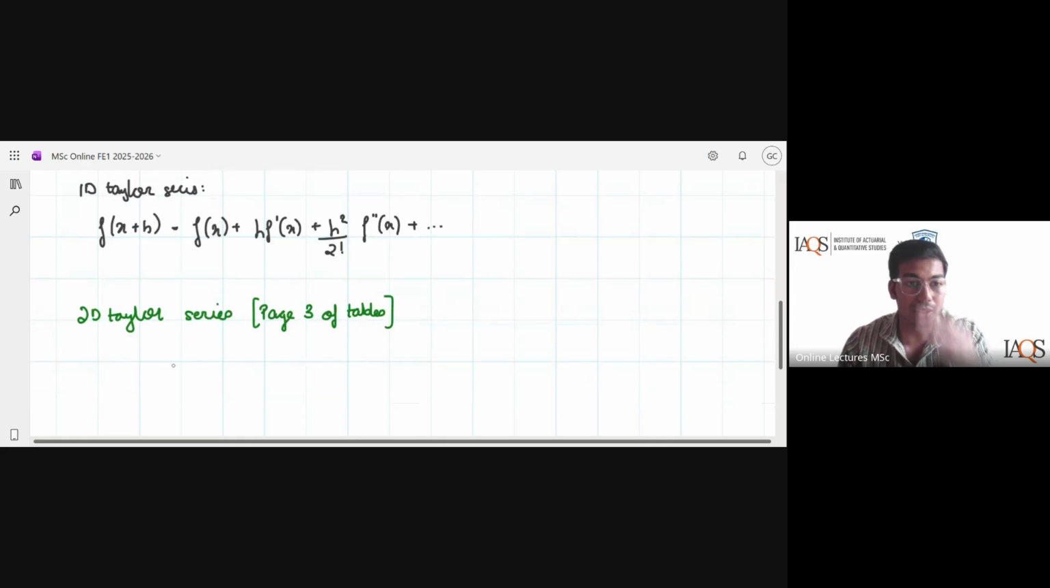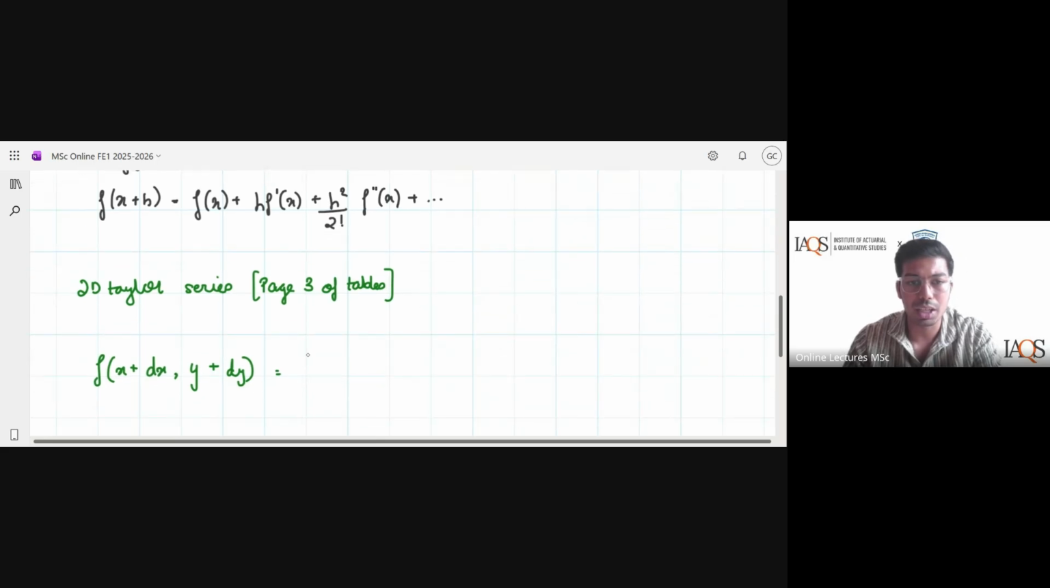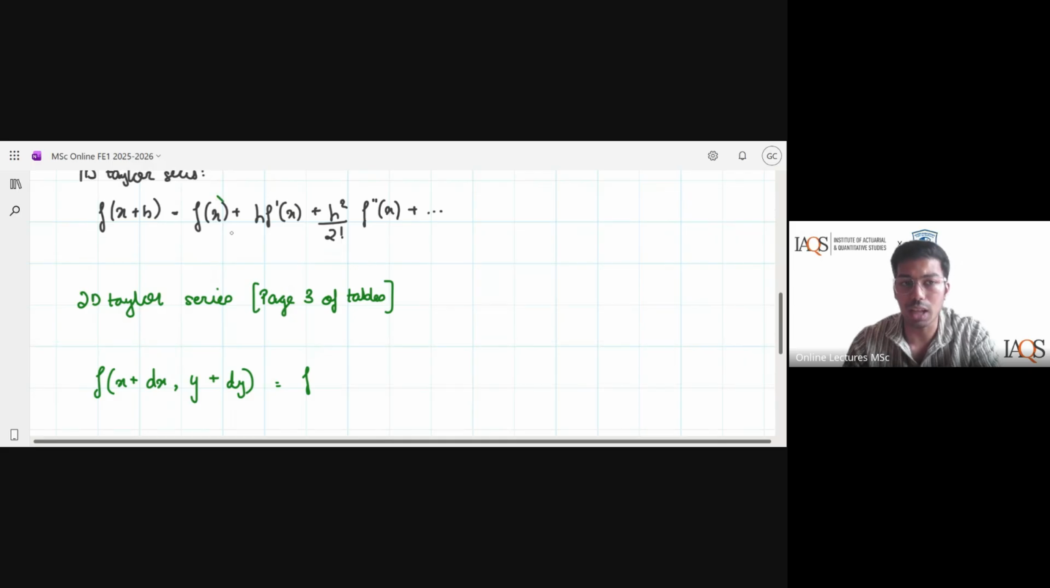What does two-dimensional Taylor series mean? f of x plus dx. You have one variable x, the change of x is called dx. You have another variable y, because it's a two-dimensional Taylor series, the change of y will be called dy. So you have a function f which has x and y, two variables. The change of x is called dx, the change of y is called dy. So f of x plus dx, comma y plus dy is equal to, and I'll draw parallels with the one-dimensional.